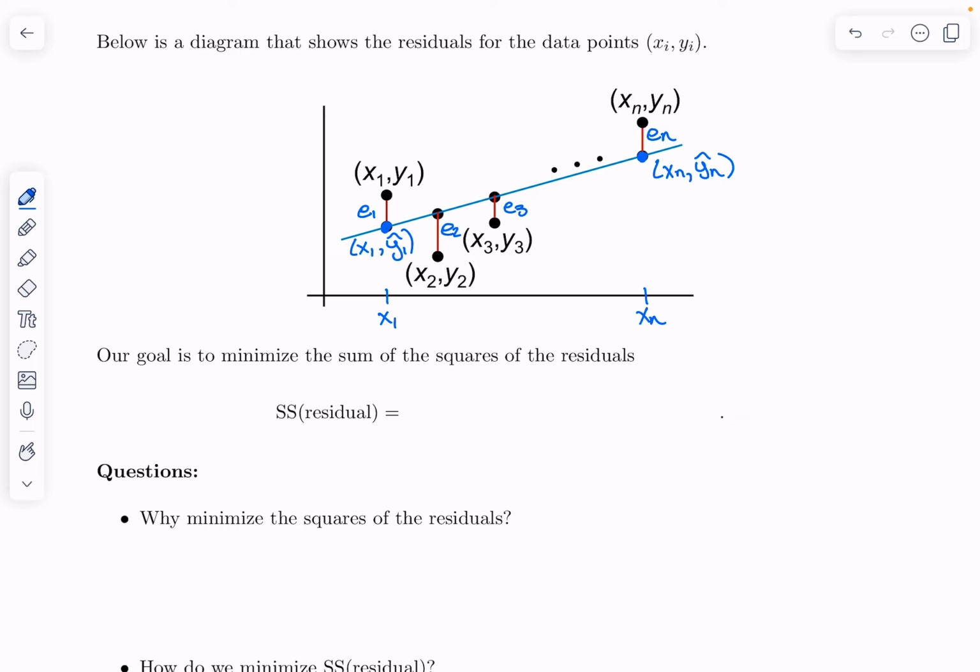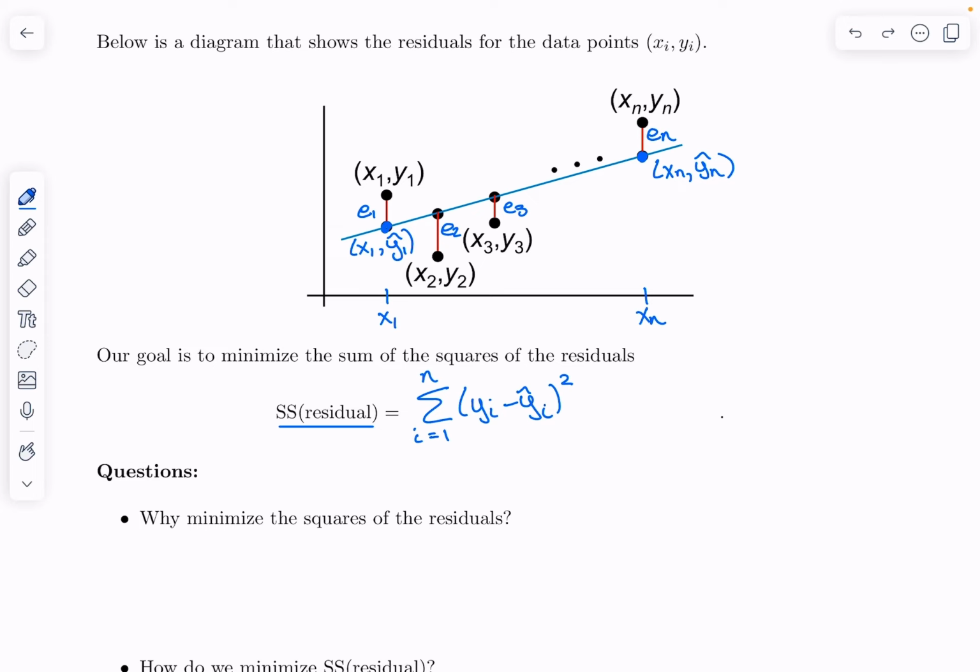to the data points. So now our goal is going to be to minimize the sum of the squares of the residuals. So I actually have written SS residual. That's the sum of the squares of the residuals, which is going to be the sum from I equals 1 to n of y sub I minus y sub I hat squared. So for each data point, we're going to take the actual data point y sub I and subtract our estimate of y sub I, and then we're going to square it.